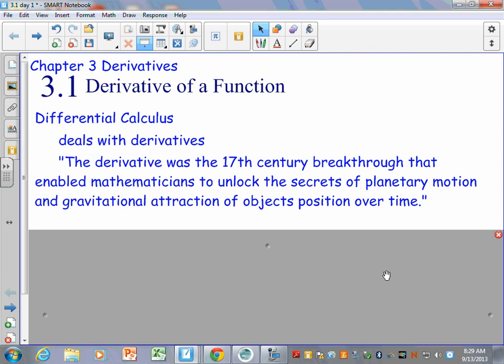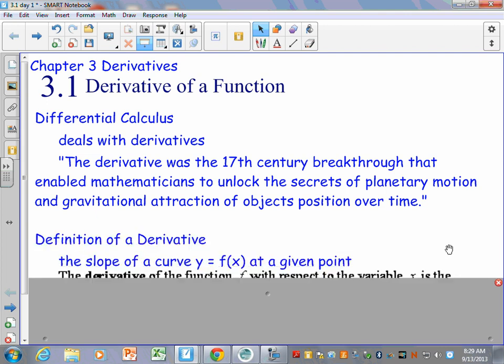It says the derivative was a 17th century breakthrough that enabled mathematicians to unlock the secrets of planetary motion and gravitational attraction of objects to just position over time, which is very exciting. Like, derivatives are important things, especially if you love planets. But here we go.